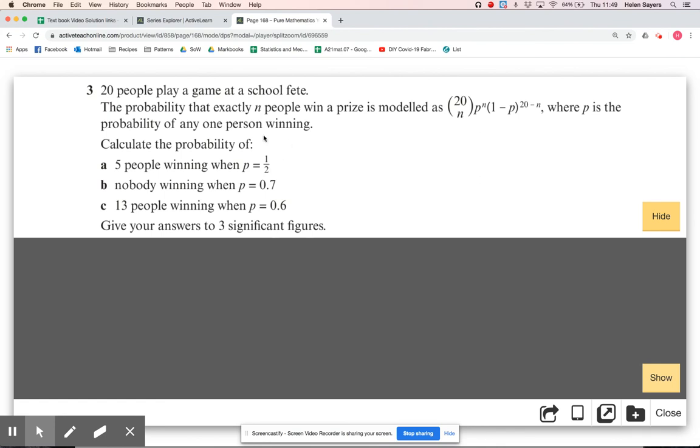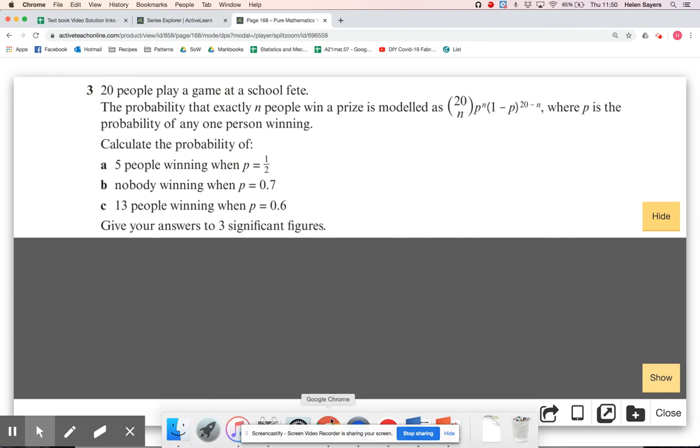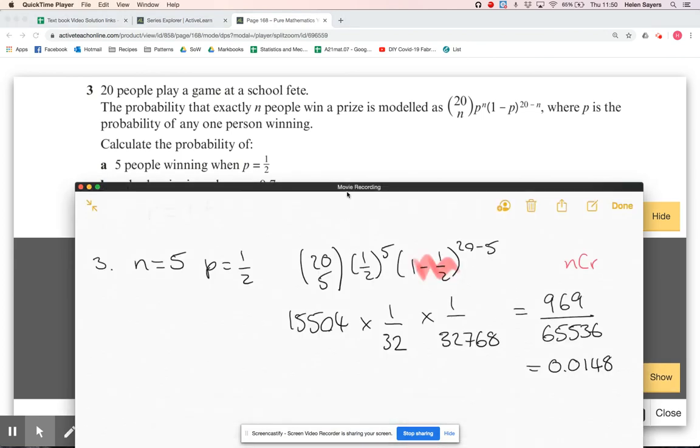And if you think about it, that's because you'd expect more than 5 people to win. So if the probability of winning is a half, obviously you wouldn't definitely get 10 people winning, but you'd expect more than 5 people to win, you would say. Okay, part B, nobody winning if p is 0.7.